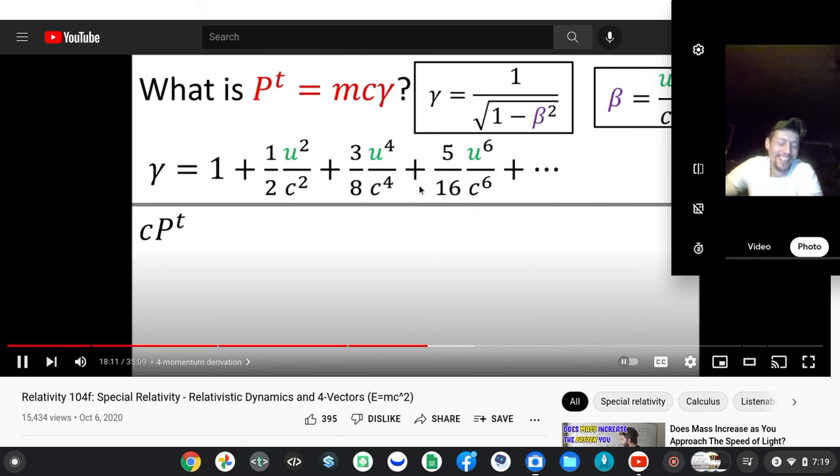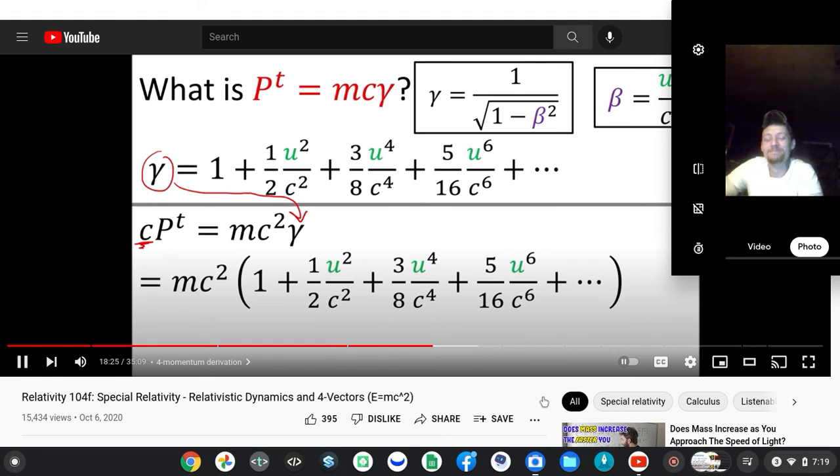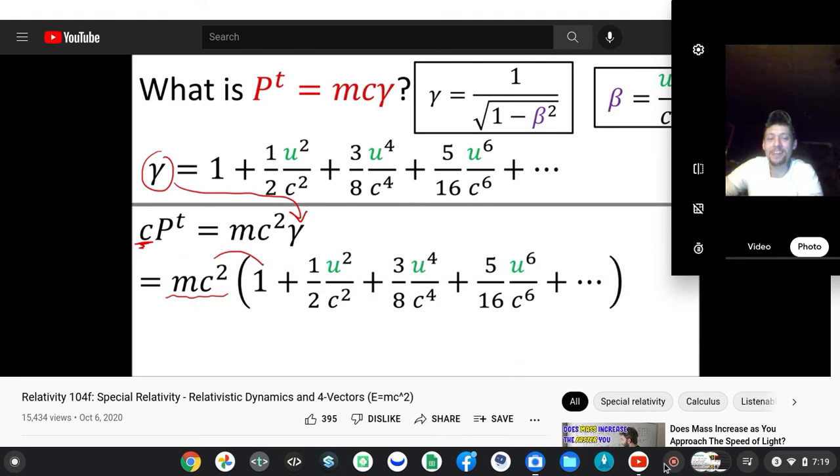And if we take the time component of the 4-momentum and multiply it by c, we get m times c squared times gamma. If we expand gamma using the Taylor series that we talked about above, we get this. We can distribute the mc squared to each term in this.